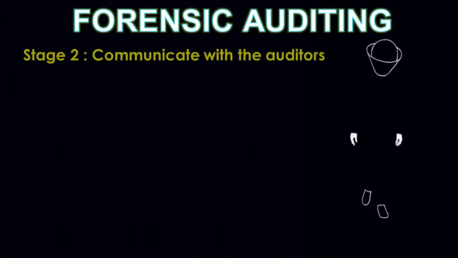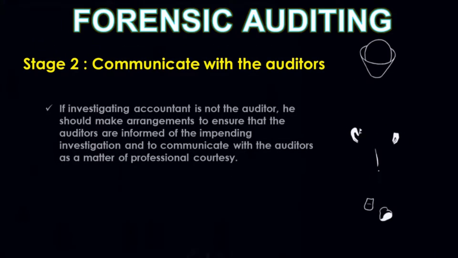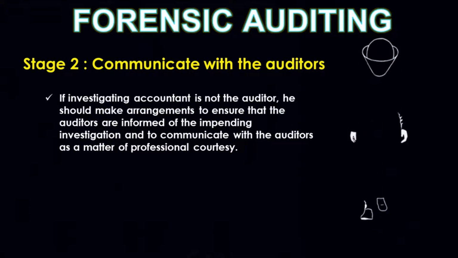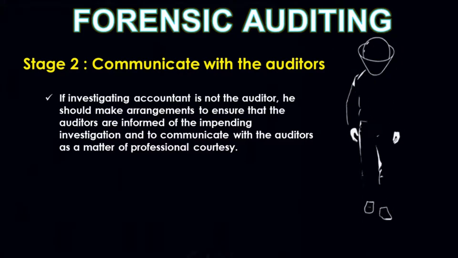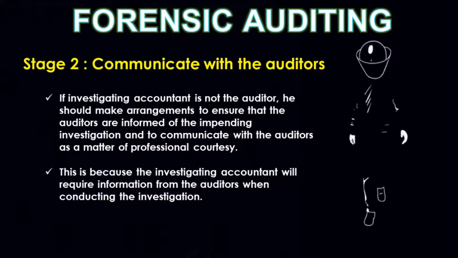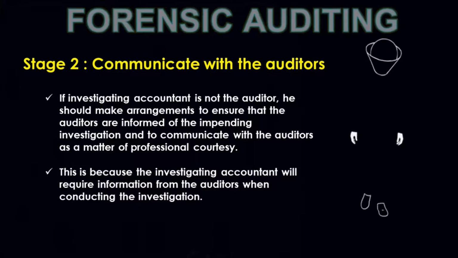Second stage, communicate with the auditors. If the investigating accountant is not the auditor, he should make arrangements to ensure that the auditors are informed of the impending investigation and to communicate with the auditors as a matter of professional courtesy. This is because the investigating accountant will require information from the auditors when conducting the investigation.